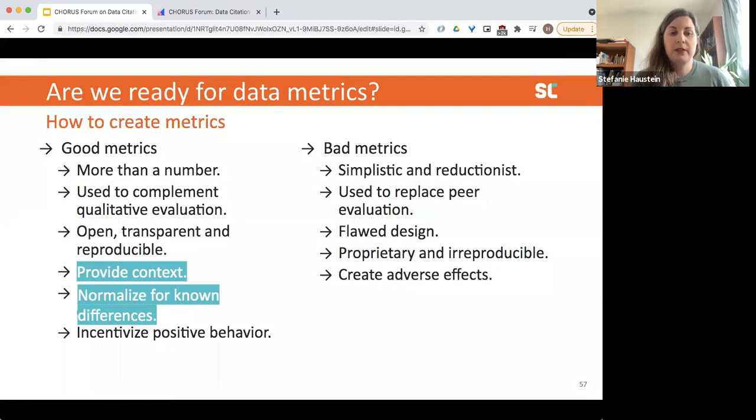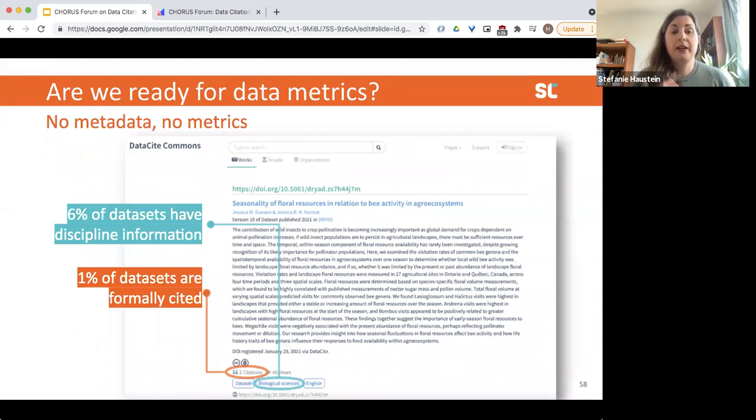So I think we really need to normalize for these differences that we already know exist. And we want those metrics to incentivize positive behavior. We all want to increase data sharing and also getting credit through data citation. Next slide, please.